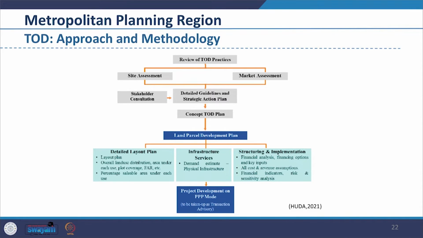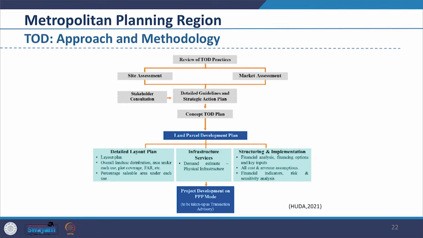Further, we see here that the first step was to review the TOD practices. Further, they did the site assessment, and at the same time they dealt with market assessment. Based on this, they worked out the detailed guidelines and strategic action plan. While working out the detailed guidelines and strategic action plan, stakeholder consultation was taken into consideration.